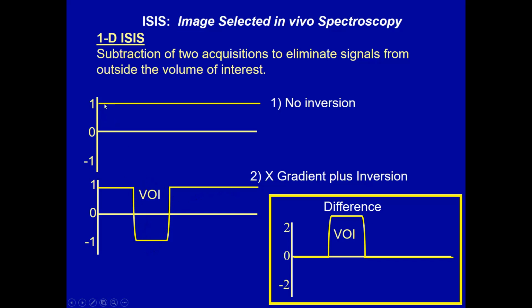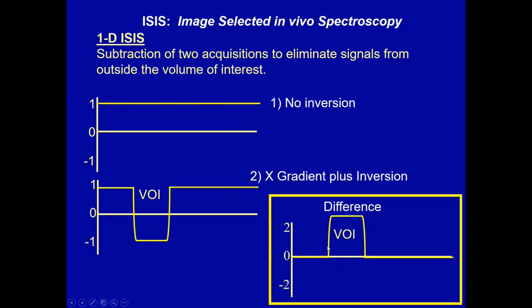And that's because, see here, when you acquire a signal without any localization, we'll say there's an amplitude of 1. When you invert a region of the spins, and then you do your experiment, now wherever you didn't invert, it also has an amplitude of 1. But where you did invert, it has an amplitude of -1. When you subtract them, everywhere there's a 1 in both cases, it cancels. And you're left here with twice the signal from that volume.